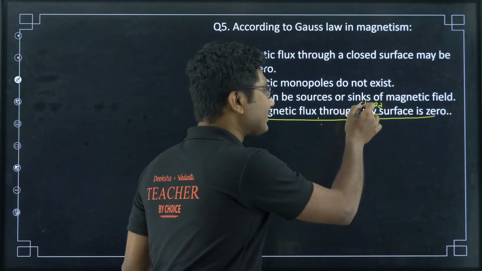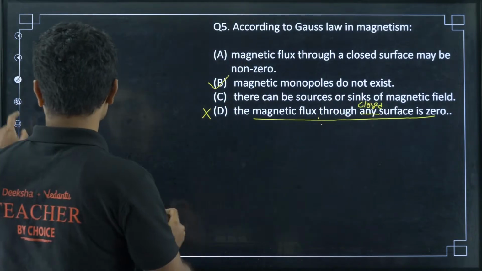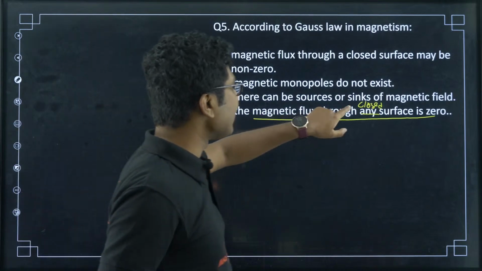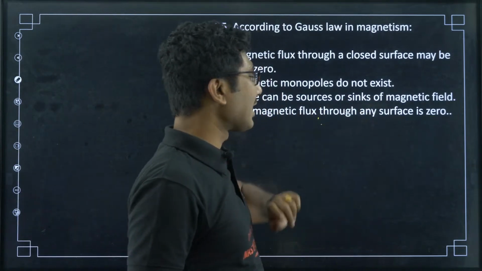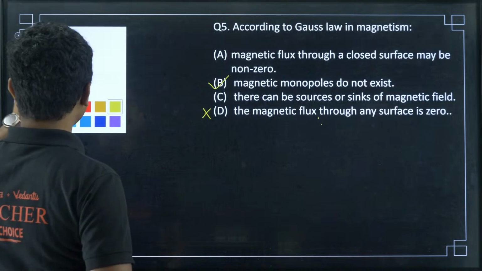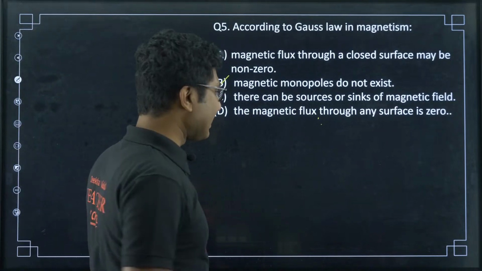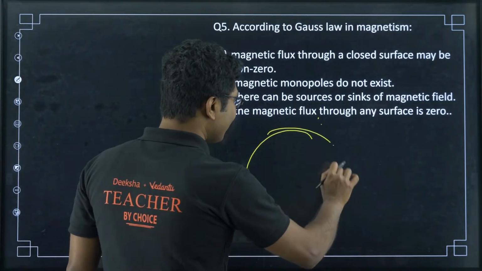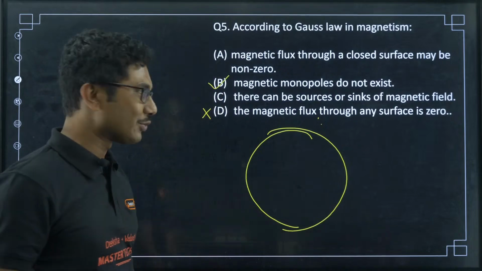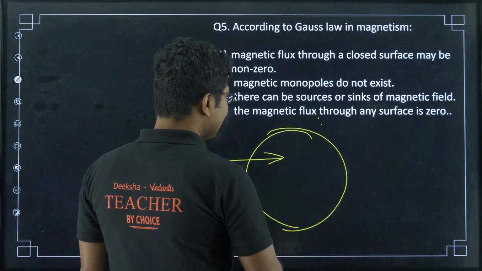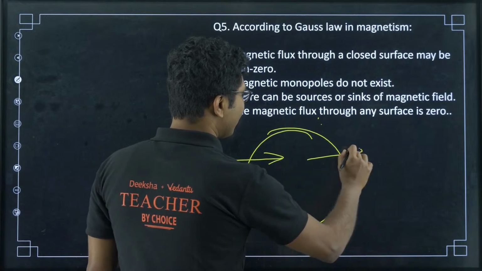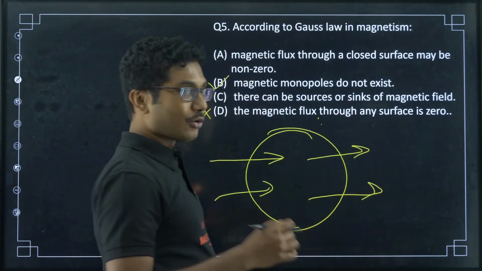If it is a closed surface, then it would have been a correct option. But they have not mentioned the closed thing, so this is not a correct option. Magnetic monopoles do not exist. That is why magnetic flux through any closed surface is 0. So, whatever is coming in, the same is going out. So, any closed surface is 0.